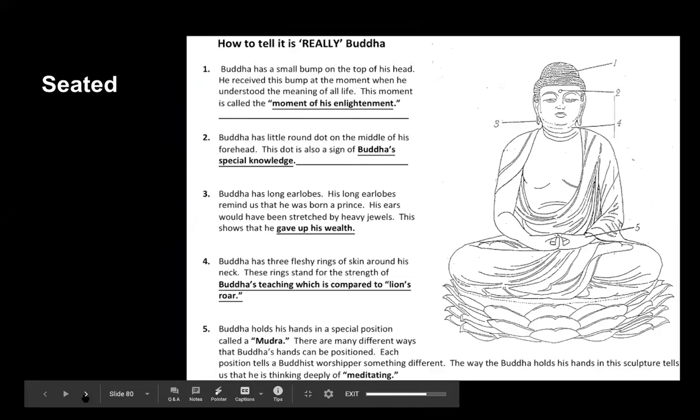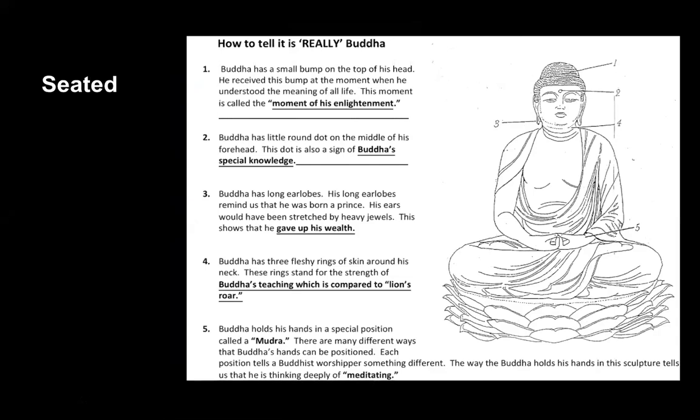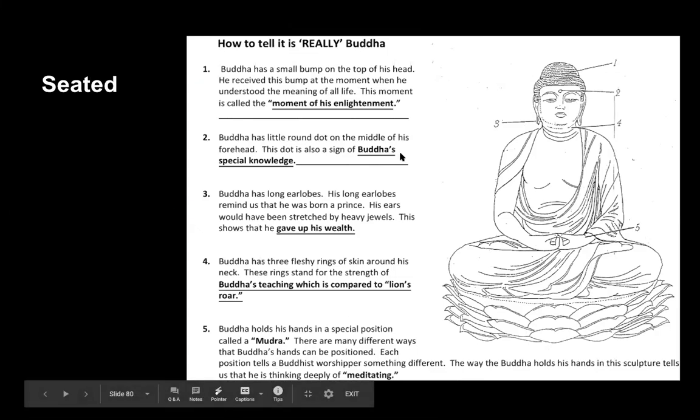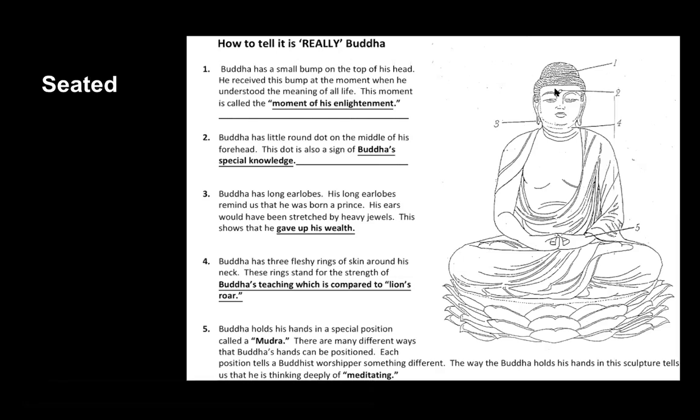On Tuesday, I showed these really briefly, but I just want to remind you that we've mostly seen seated Buddhas, and these are kind of the telltale signs. One of the things I forgot to mention is that sometimes he has either the third eye or a dot in the middle of his forehead that represents his special knowledge. Also, sometimes he has these rolls of fat on his neck, which is kind of interesting. And those are supposed to show strength, that his teachings are compared to a lion's roar. So I'm not quite sure how fleshy rolls equates to the mane of a lion, but I guess it does.